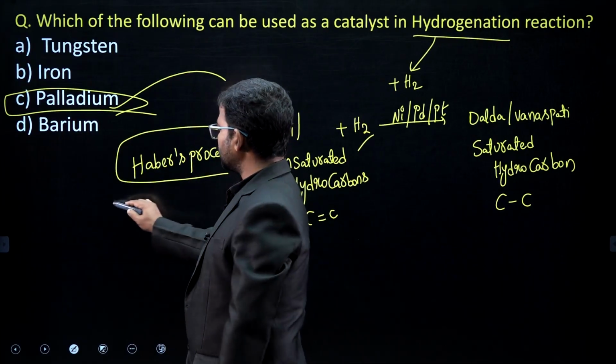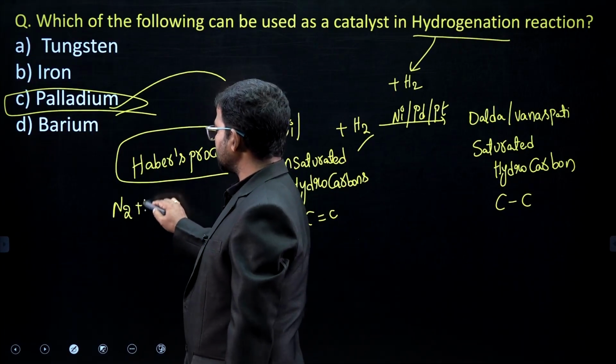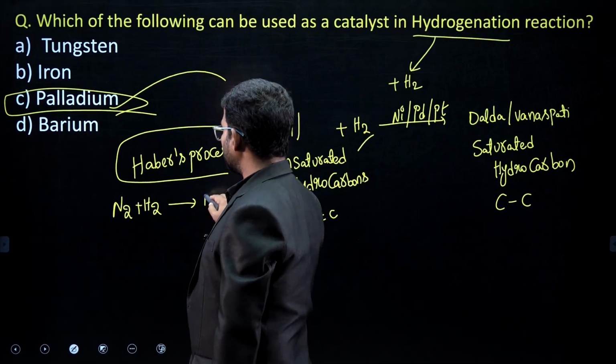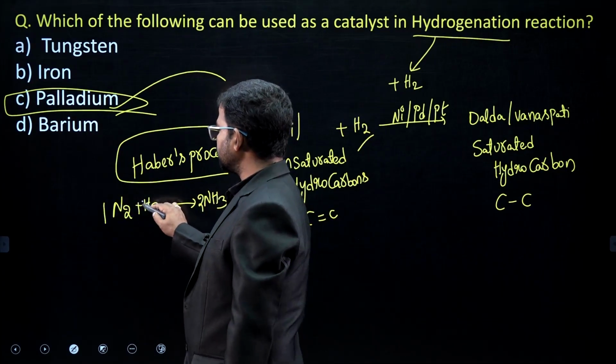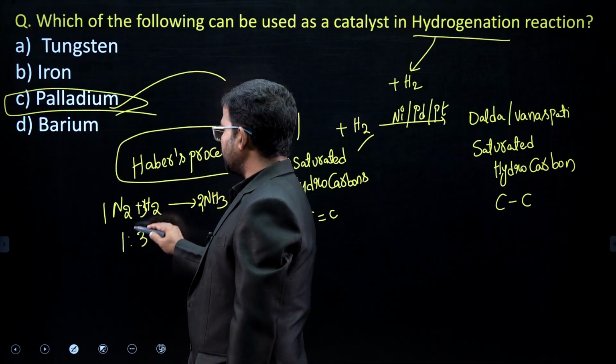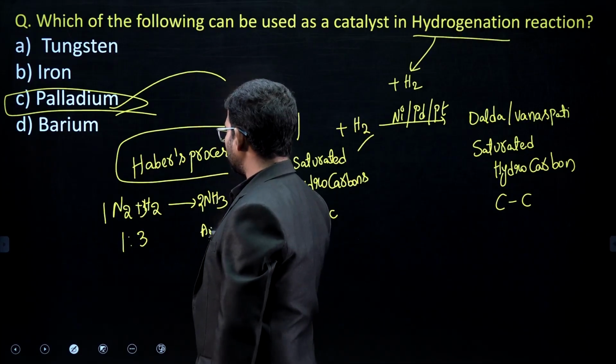Okay, when nitrogen reacts with hydrogen, guys, what do we get? Ammonia, NH3. Here we have to consider a 1:3 ratio of nitrogen and hydrogen. Finally, we can get ammonia.